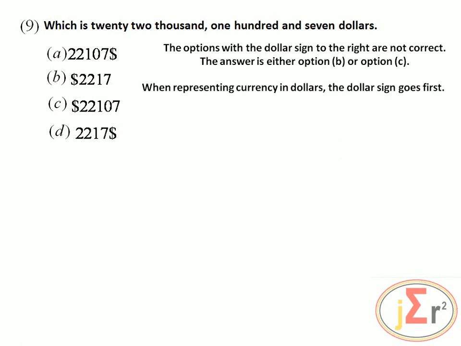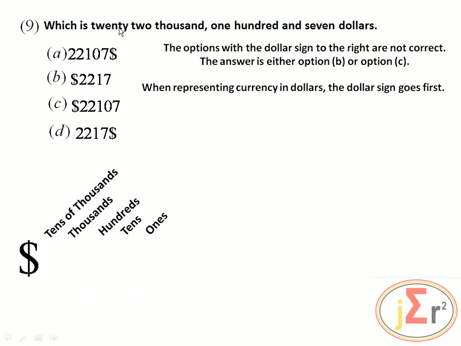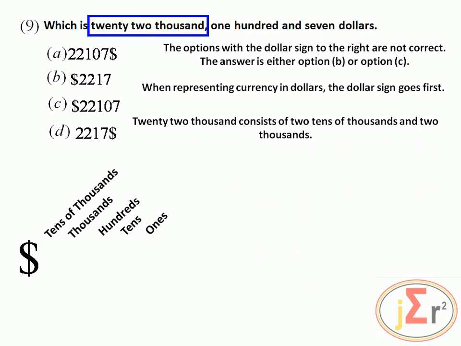When representing currency in dollars, the dollar sign goes first. Good. And of course, we're going to put our place values right inside here. We have 22,000. That means our largest place holding digit must be in the tens of thousands. So that is why we have the largest right here, because we're talking about 22,000. So we know that tens of thousands is going to be our largest place value.